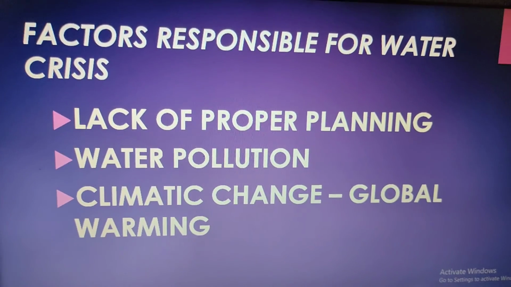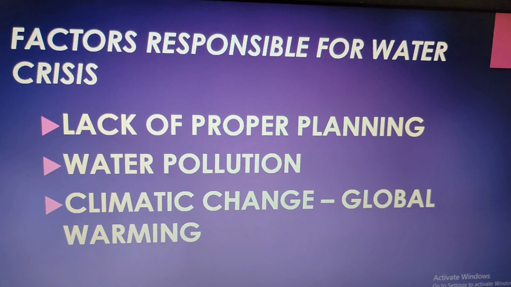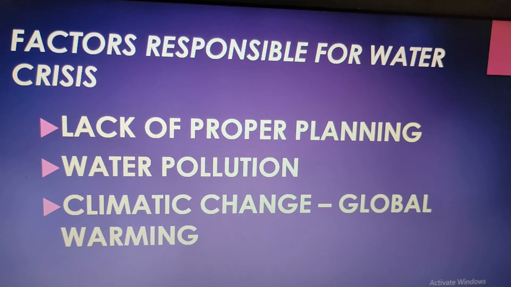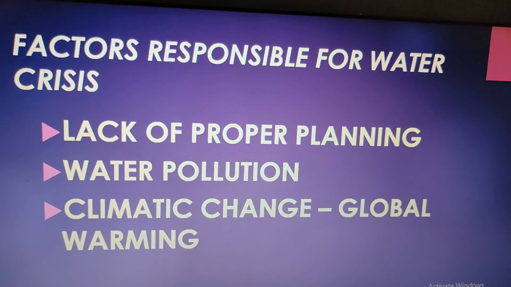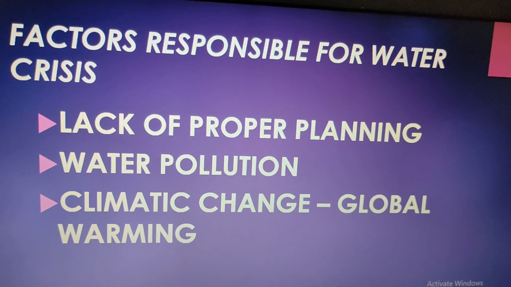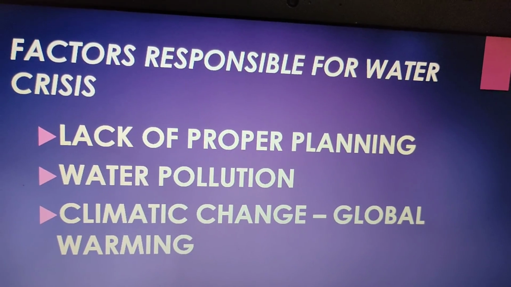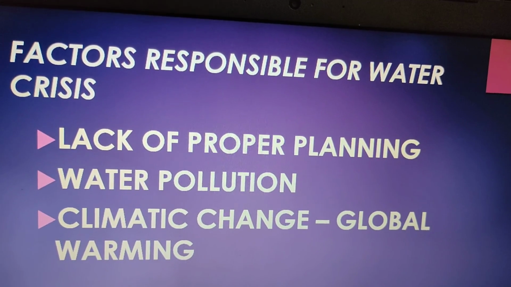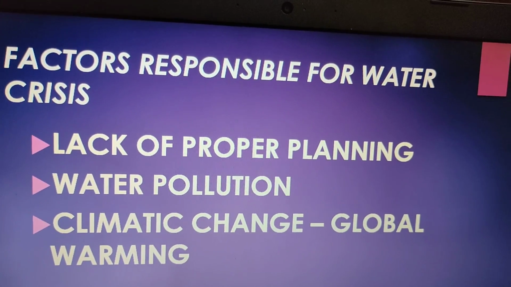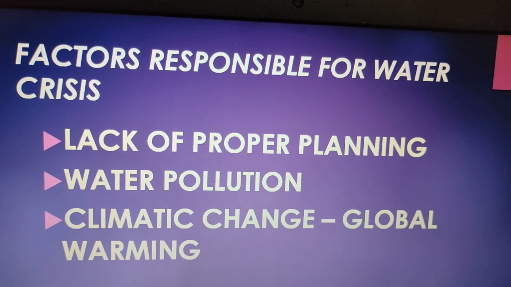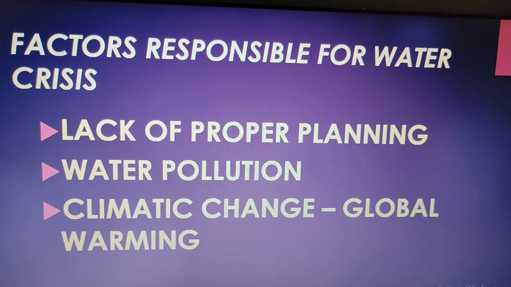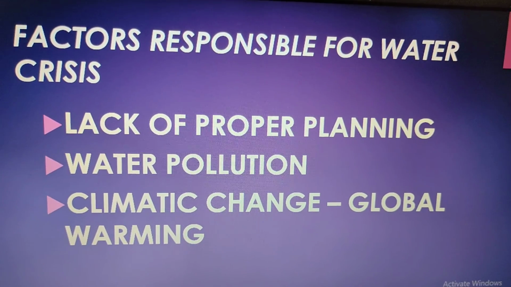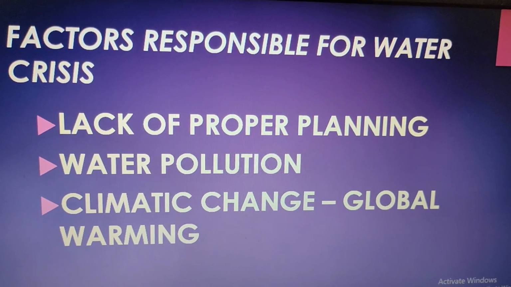Now, factors responsible for water crisis: lack of proper planning, as I told you. We do not have proper planning for storing the rainwater, right? We do not make use of rainwater in spite of having such a good monsoon season, right? In spite of having the place which receives the highest rainfall in the world, Mawsynram, we still face water crisis just because we do not have proper planning for reusing our rainwater. Water pollution: definitely most of the rivers in India are polluted.